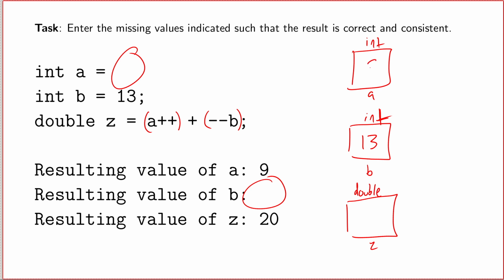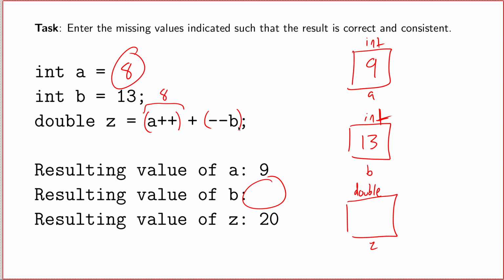Okay, so I think A was 8 to begin with. So A is 8. Let's try out 8. So if A is 8 and B is 13, then what happens? Well, A++ says add 1 to A and then send back the old value of A, which is 8. So the old value is 8, and I add 1, which gives me 9.